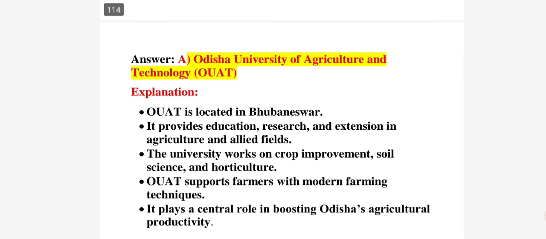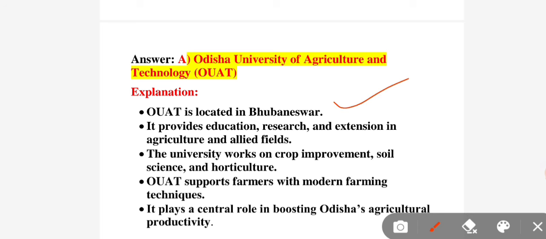If I talk about OUAT, OUAT is located in Bhubaneswar. It provides education, research, and extension in agricultural and allied fields. The university works on crop improvement, soil science, and horticulture. OUAT supports farmers with modern farming technologies, and it plays a central role in boosting Odisha's agricultural productivity.